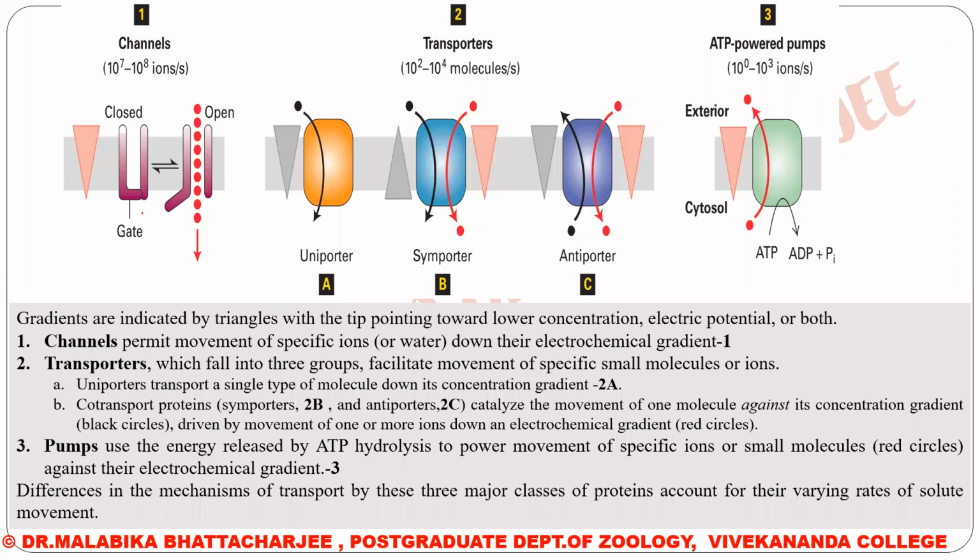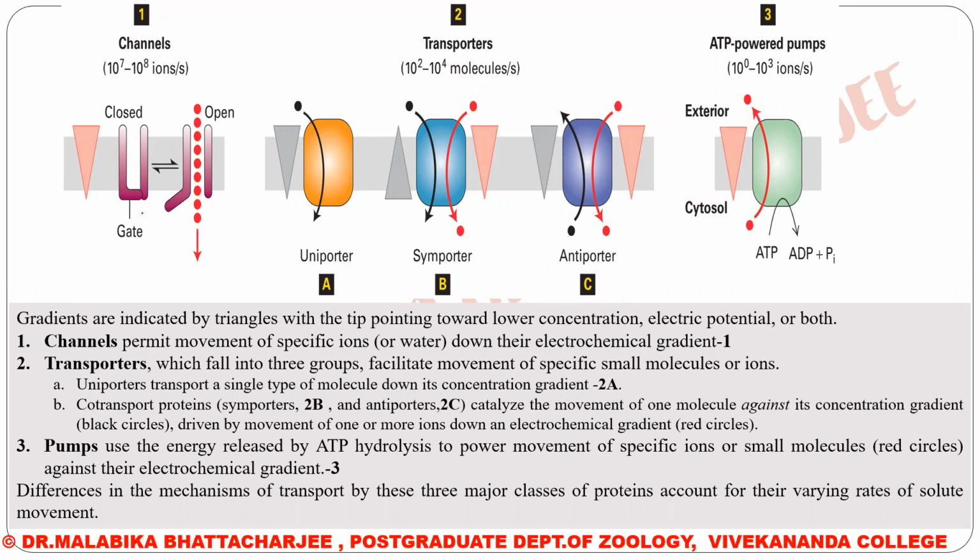Now, we have understood that when we are talking about transport, transport can be passive or active. Passive includes diffusion, which can be simple or facilitated, and active includes transport via pumps. So that was about the molecules that moved and how they moved.